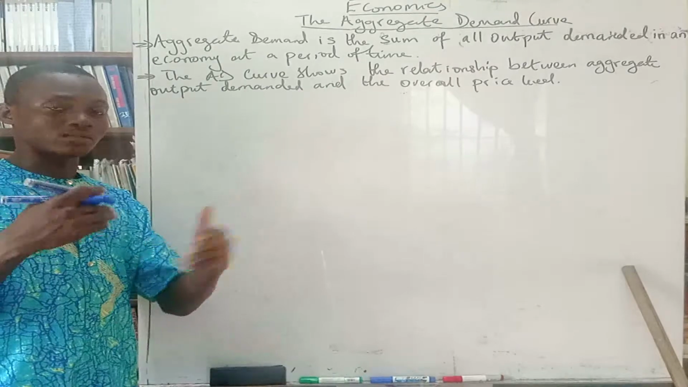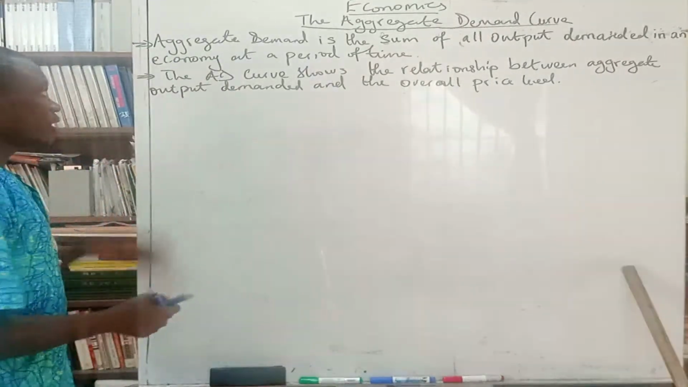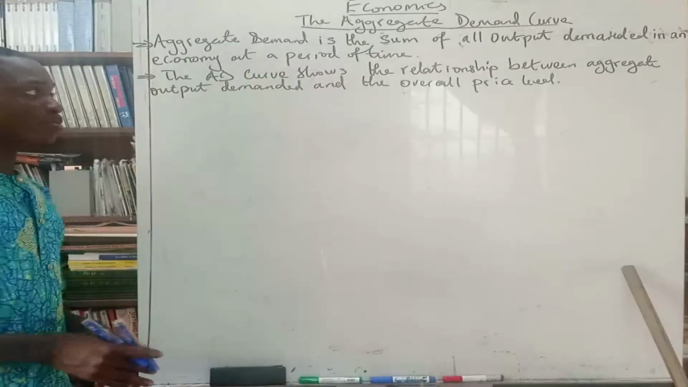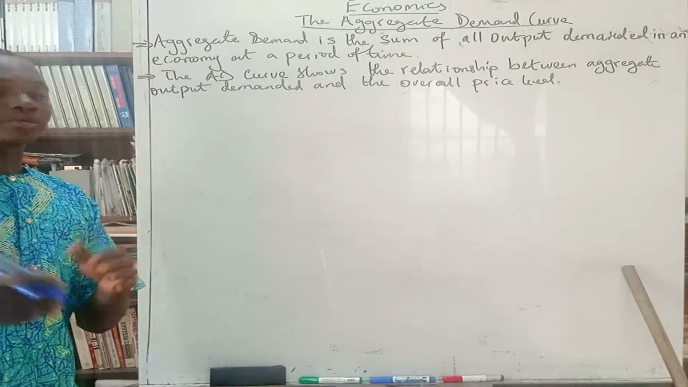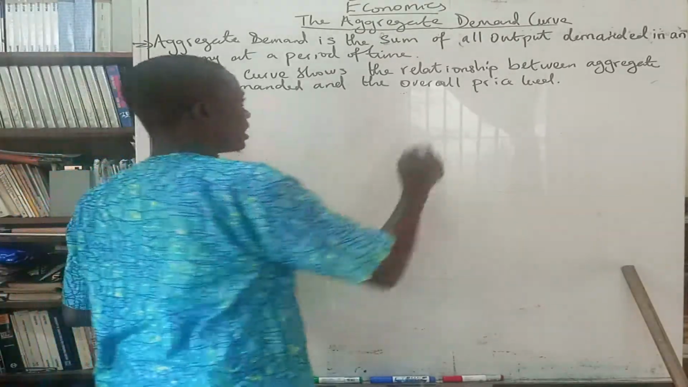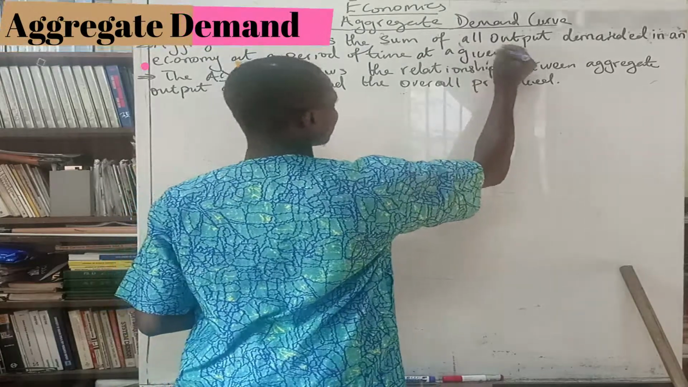And a definition for aggregate demand is simply that it is the sum of all output demanded in an economy at a period of time, and at a given price level.